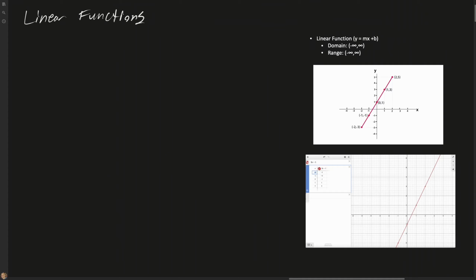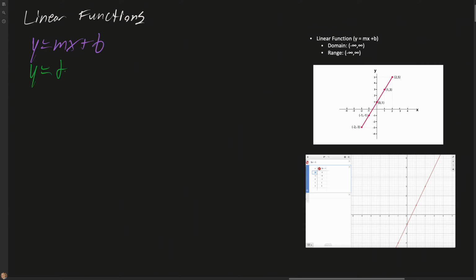And now we're just going over one of the most basic functions in algebra and calculus in general. We're going to be looking at linear functions. So linear functions are typically denoted by the equation y is equal to mx plus b. Let me just write this down. We're breaking down the whole equation.